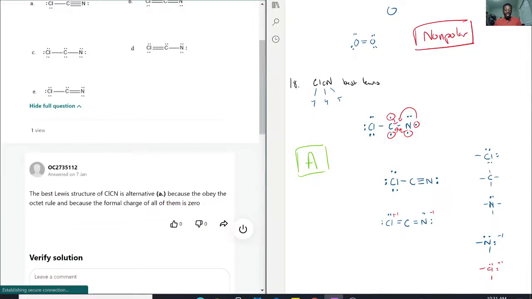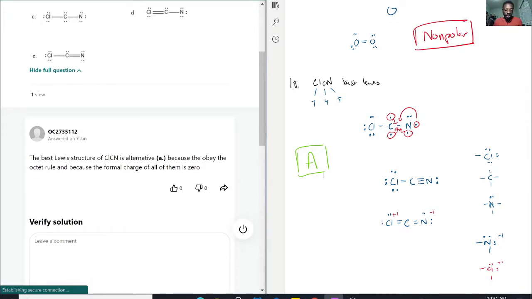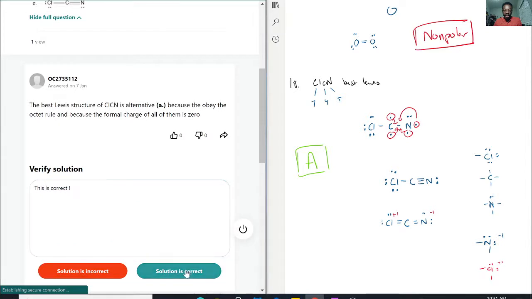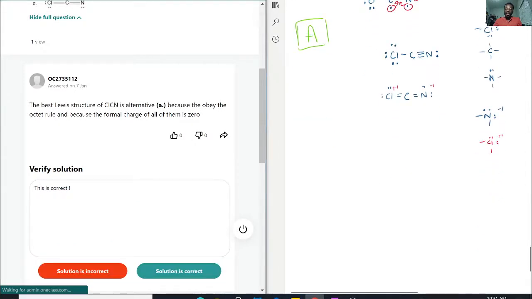The best Lewis structure is A because it obeys the octet rule, and the formal charge of all of them is 0. So this is correct. Now let's move on to question number 19.